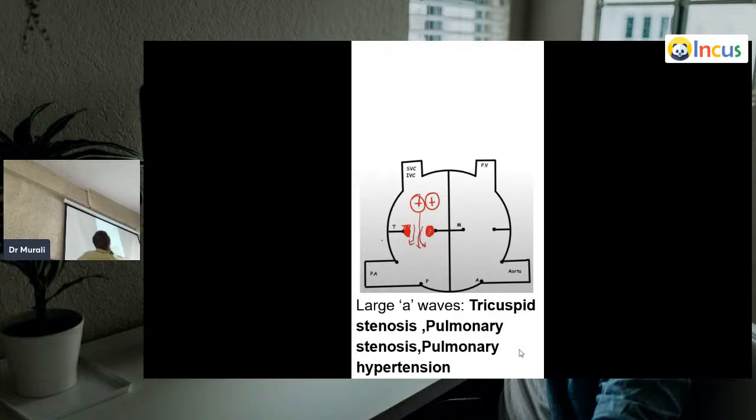Large A wave. If it is there, where will you get a large A wave? The A wave is because of what? Contraction of the atria during the last 1/3 of the diastole.